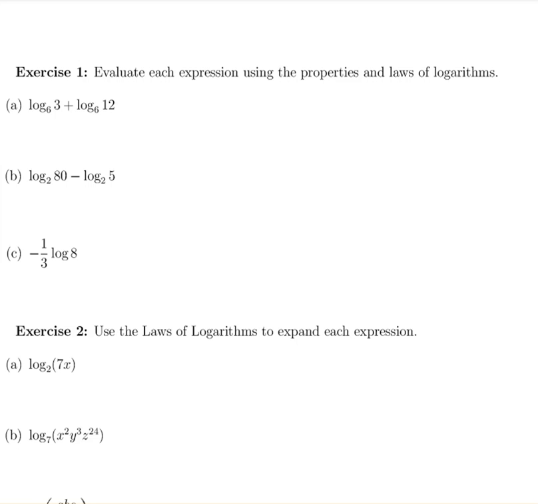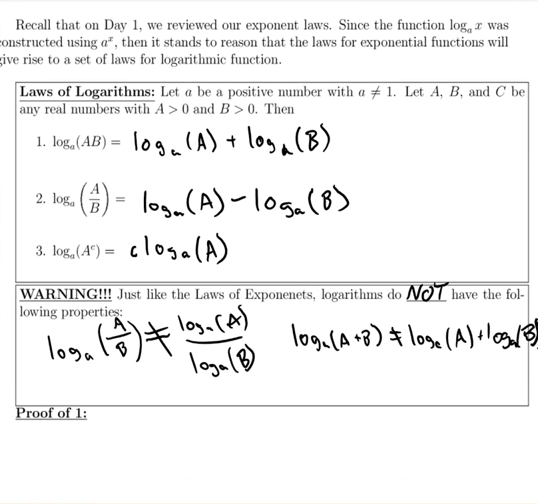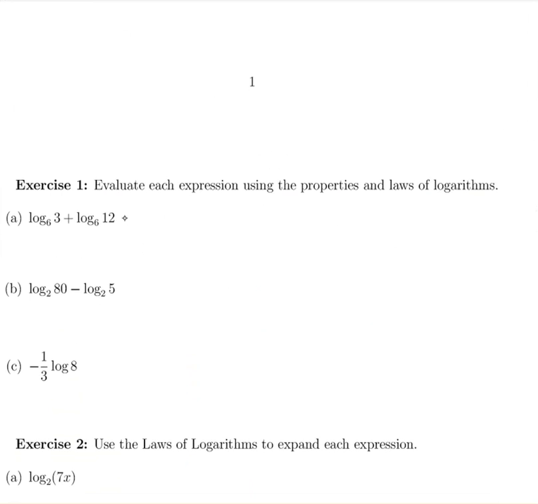But I can use that first law from up here and take that addition down here and turn it into multiplication inside a log base 6. So I can make this 3 times 12. And when I do that, log base 6 of 3 times 12, I have 36 inside. 36 now can be expressed as a power of 6.